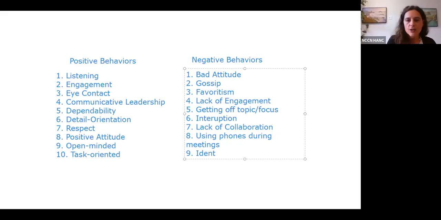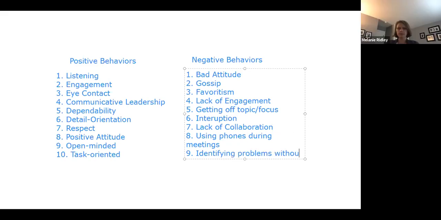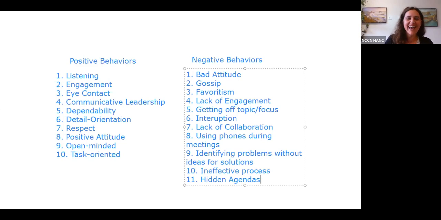Oh, all right. There's some good comments here. You guys are good at this. Let's see. There's a lot of good stuff here. I'm going to say ineffective process. And let's add one more just because they're all good. Hidden agendas, which I would also put at lack of transparency, but. You don't want me to spell out transparency, right?